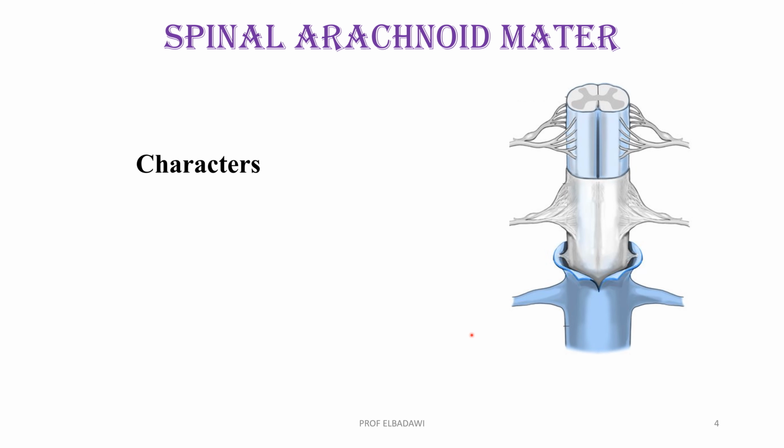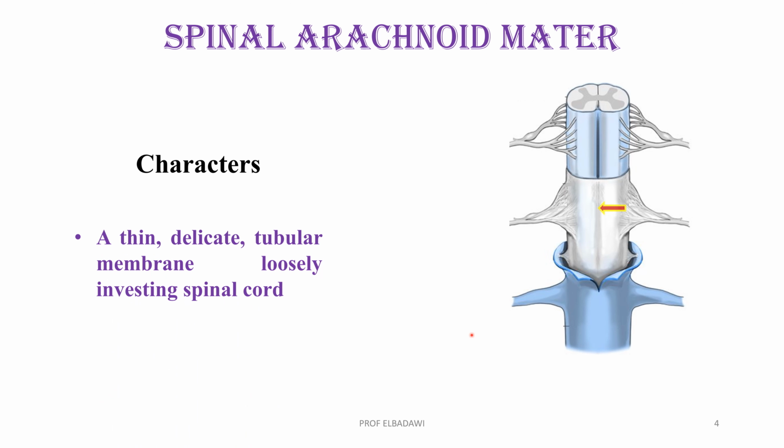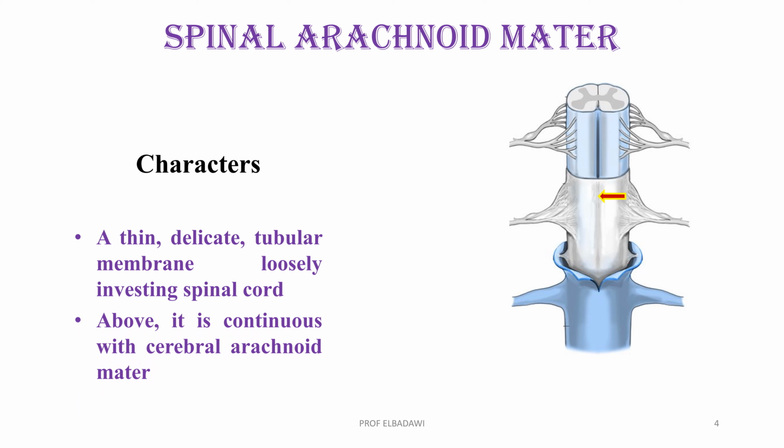which is deep to the dura, and this one here is a very thin, delicate tubular membrane loosely investing the spinal cord. Even it is said to be two layers, one toward the pia and one toward the dura mater. But let us take it as a thin, delicate tubular membrane deep to the dura mater. Above, it is continuous with the cerebral arachnoid, but the most important part of it is the space deep to it, which we are going to describe, the subarachnoid space.